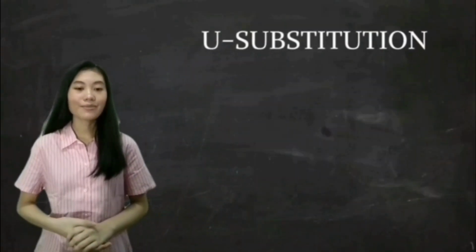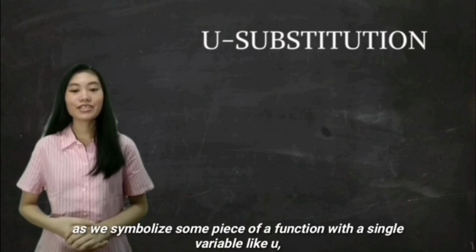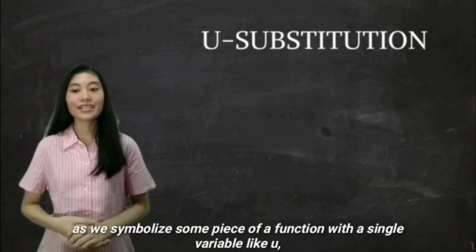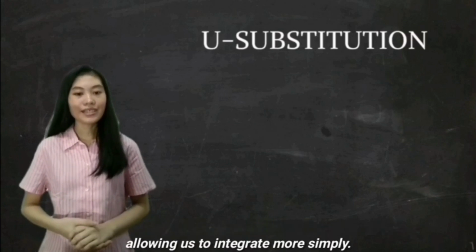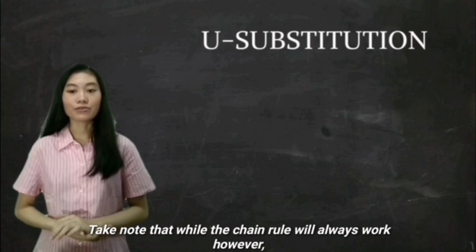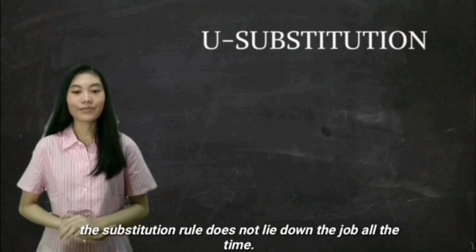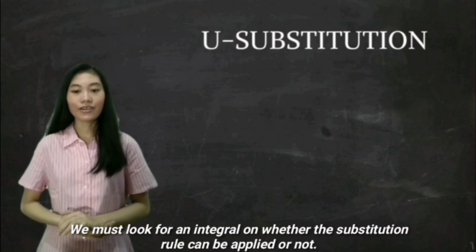Number 1. U substitution. Substitution rule is like the chain rule in reverse, as we symbolize some base of a function with a single variable like u, allowing us to integrate more simply. Take note that while the chain rule will always work, the substitution rule does not do the job all the time. We must look at an integral to see whether the substitution rule can be applied or not.